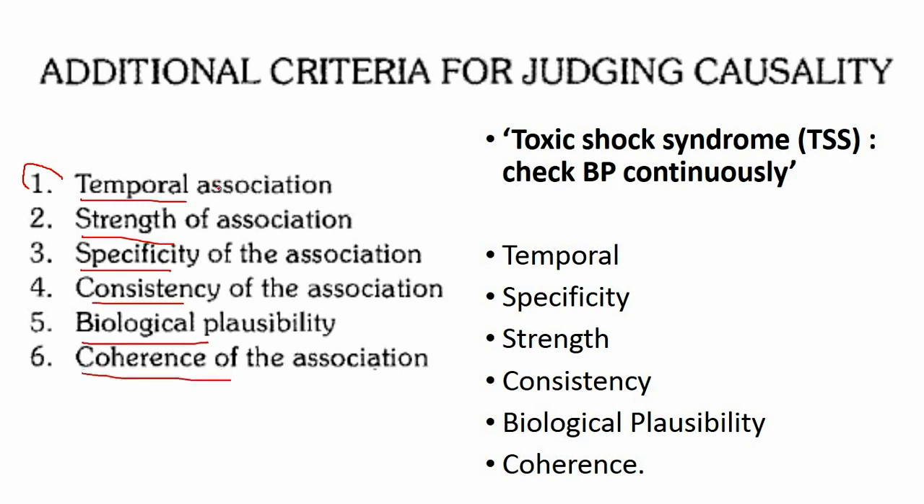As we all know, these individual headings can be understood easily, but while writing in exams we may miss some of these headings. For this we have created a mnemonic, that is toxic shock syndrome, check BP continuously. T stands for temporal association, S stands for specificity, one more S stands for strength of association, check C stands for consistency, BP, that is biological plausibility here, continuously C stands for coherence. So this is for the criteria for judging causality. In exam it will be called Hill's criteria for judging causality or Bradford-Hill's criteria.